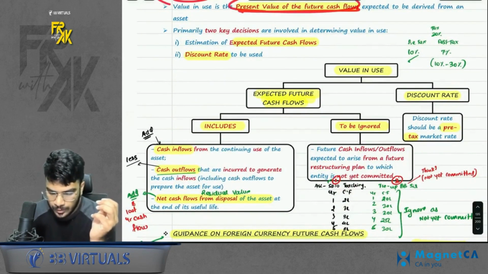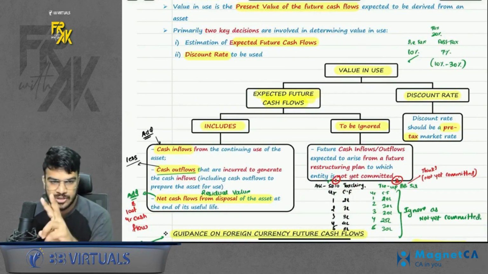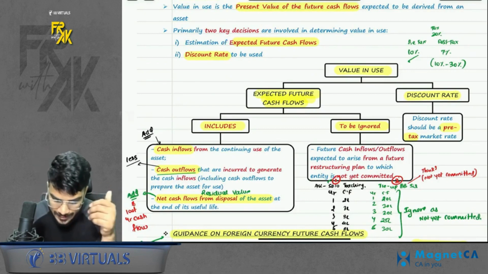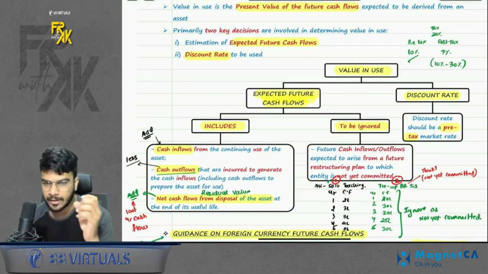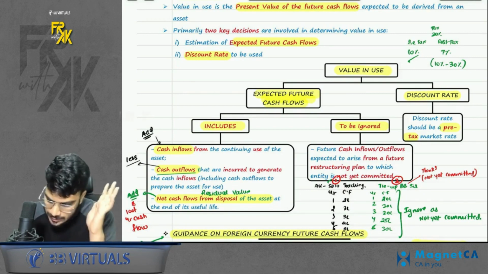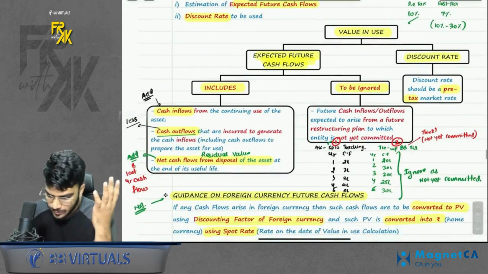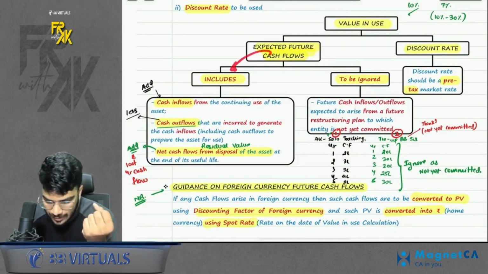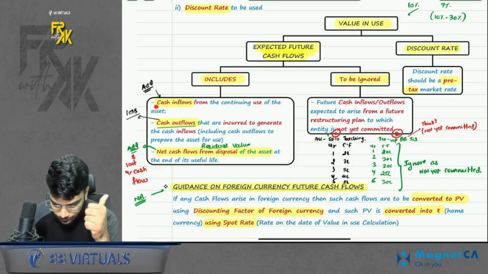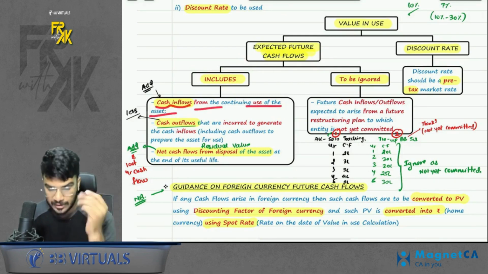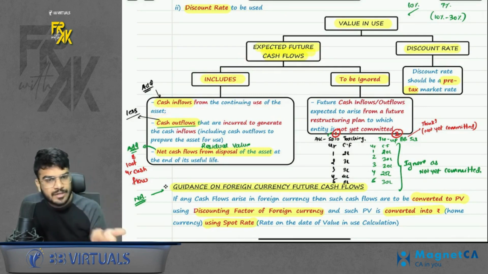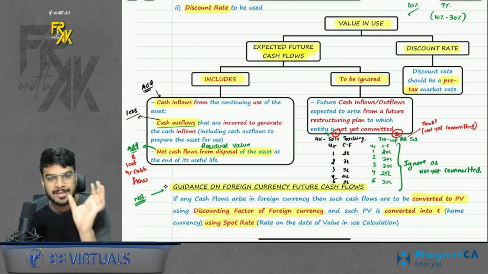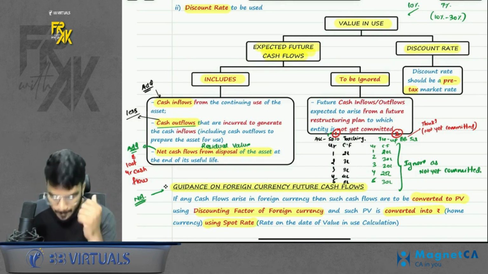To find value in use, you need to take two key decisions. First, you have to find the expected future cash flows. The second is that you need to have the discount rate. Both will be given in the question. Some basic discussion on value in use: when we say we want the expected future cash flows, what all will be included? It says the cash inflows from using the asset. Do you remember my example? The machine which I was using, I will use the machine, generate an output of biscuit, and sell the biscuit. Those cash inflows are going to be my cash flows, right?